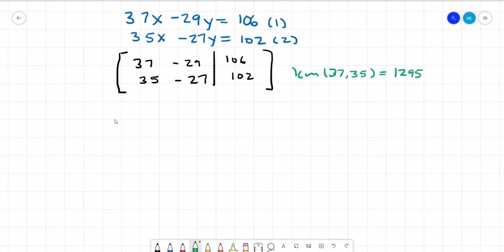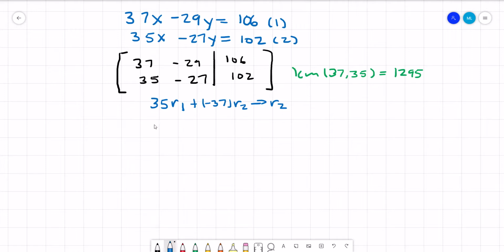Okay, so what that means is that we need to take row 1 and multiply it by 35. So we have row 1 times 35. And then we're going to take negative 37 and multiply that by row 2, and that's going to give us a new row 2. Now I'm going to do this a little differently, in the sense that I'm going to list out the elements, so there's no confusion as to where something came from.